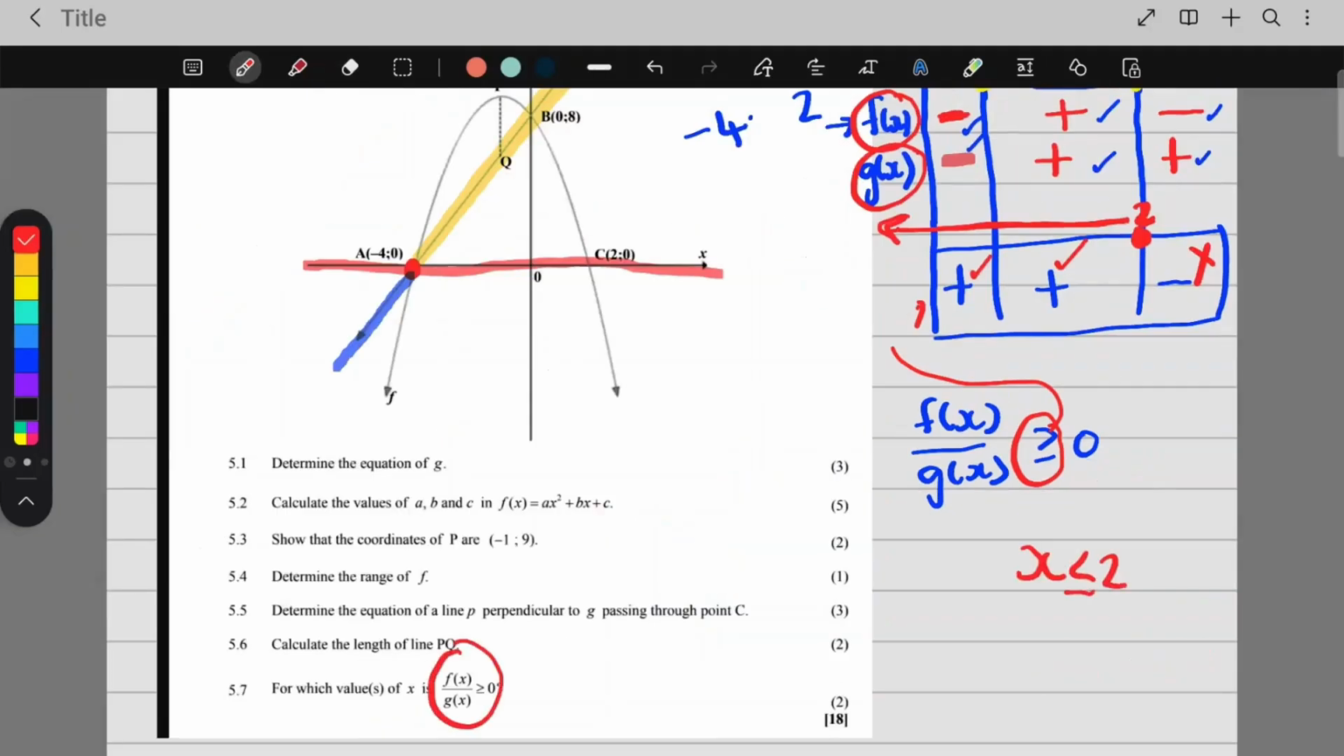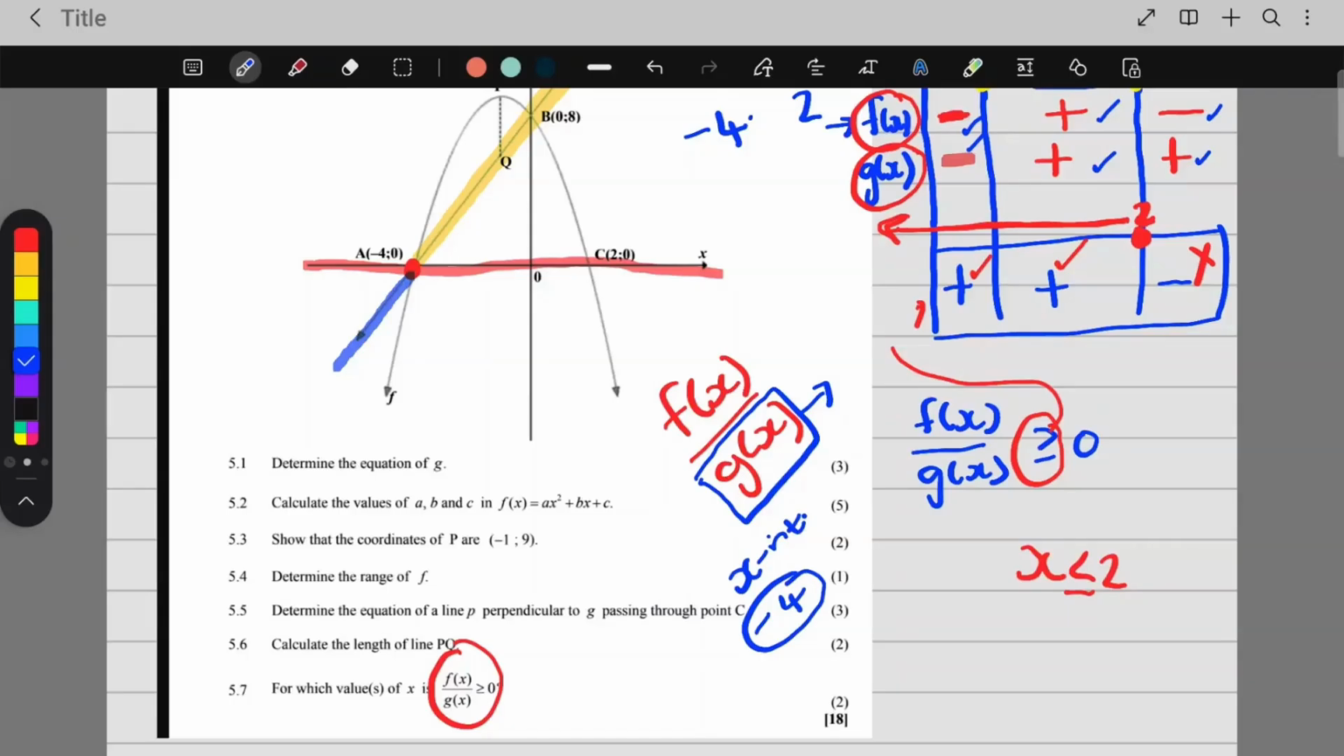But because I'm dividing, grade 11s, there's just this little thing you must remember. When you divide, the denominator can't be 0, because if it's 0, it makes this whole question undefined. So you must ask yourself, where is g of x equal to 0? g of x is the straight line. So where is the straight line equal to 0? The straight line is equal to 0 at its x-intercept, so the x-intercept is negative 4.